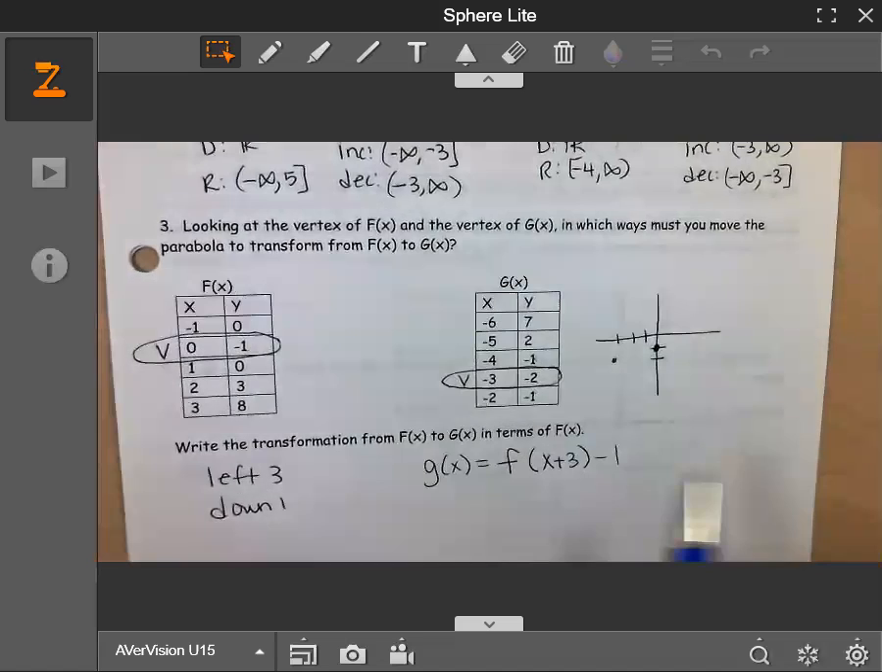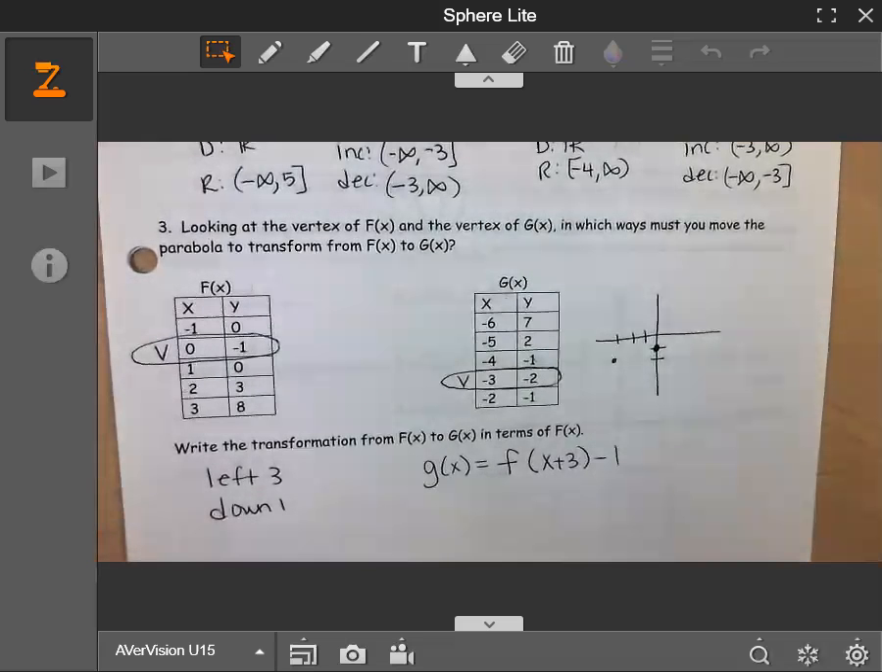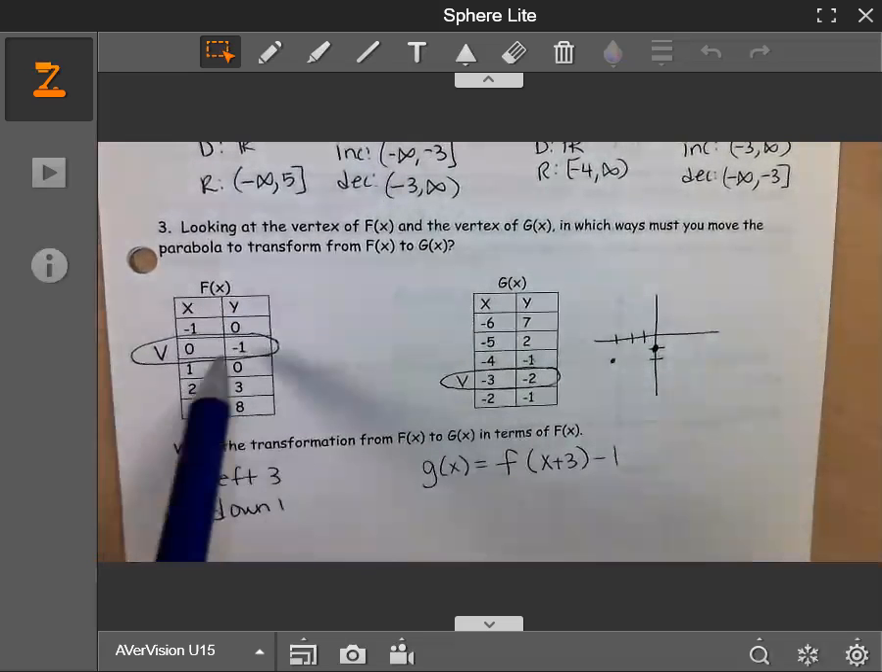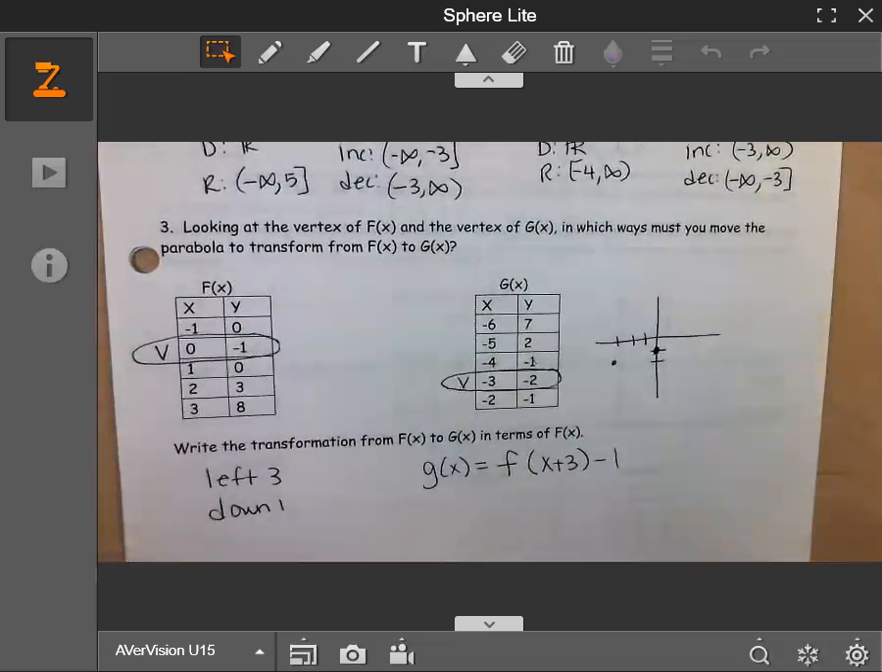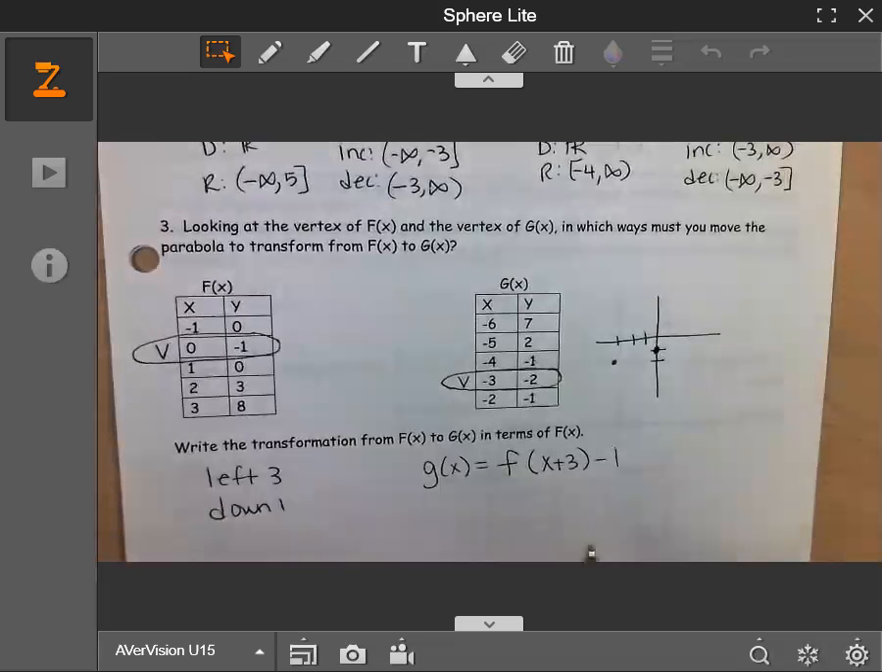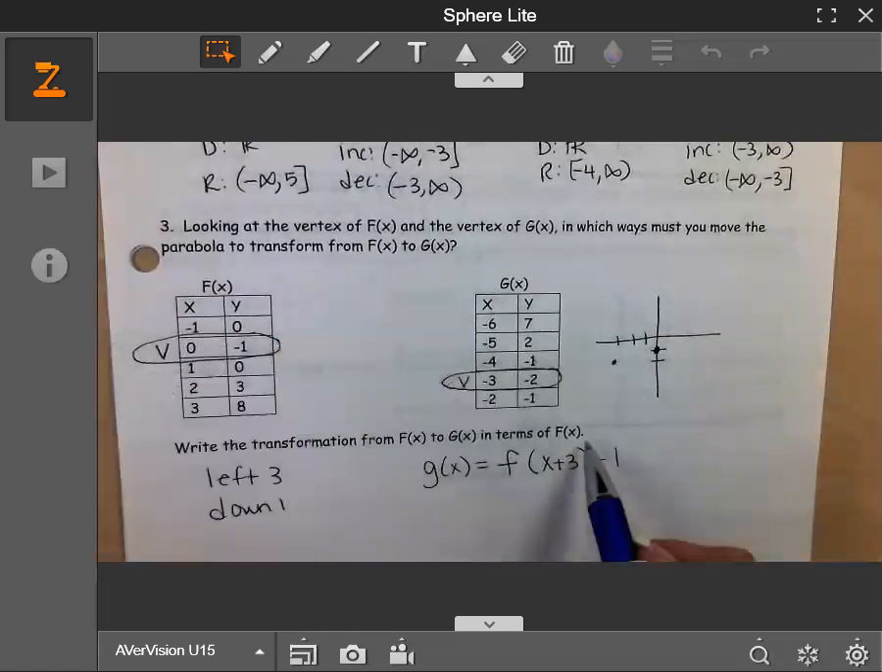We do not put a square here. Once you put that square there, you are only comparing it to the parent function. And these are the transformations from this function to this one. It is not from the parent function. So the minute we put a square there, we're talking about the parent function, not a transformed function. So we write it in this functional notation, which says f. This f right here tells you use this one and move it to the left 3 and down 1.